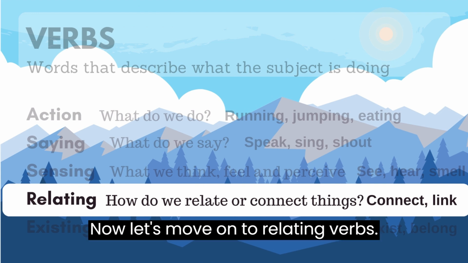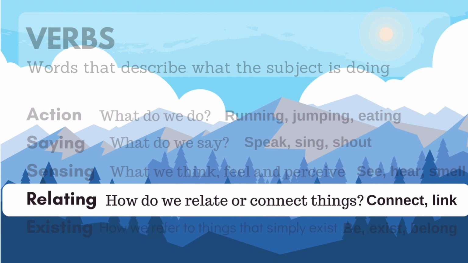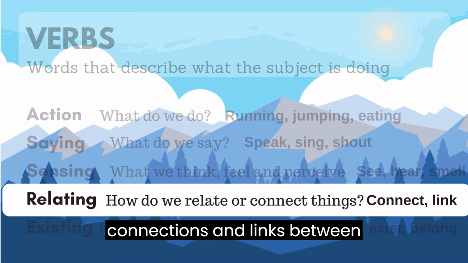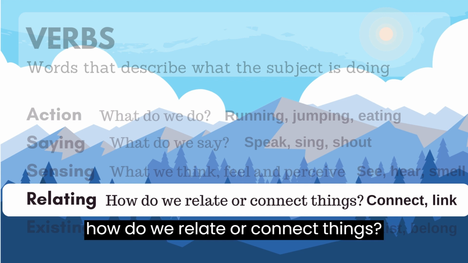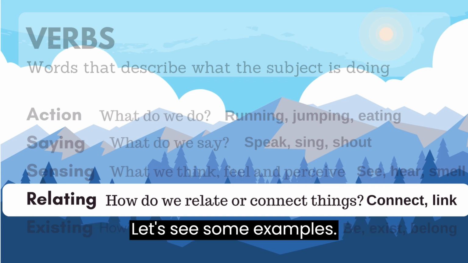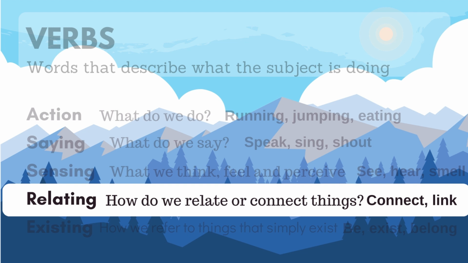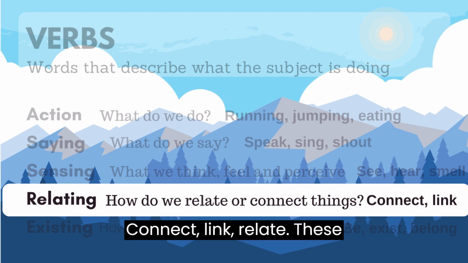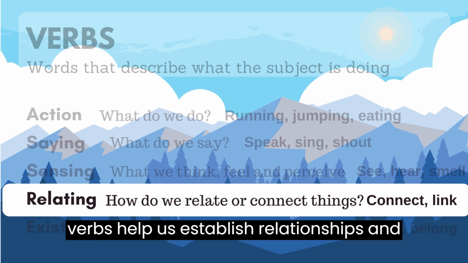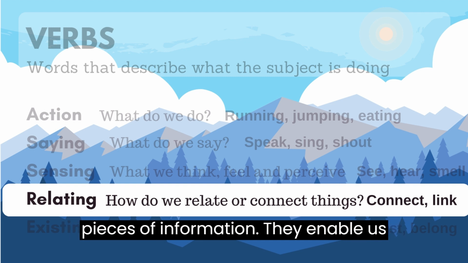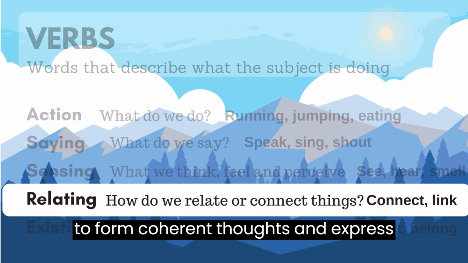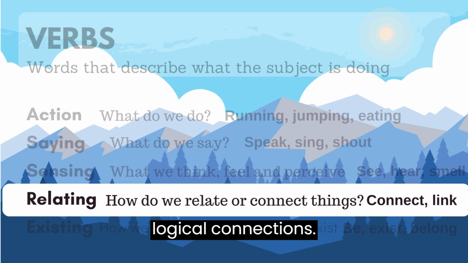Now, let's move on to relating verbs. These verbs allow us to create connections and links between information. They answer the question, how do we relate or connect things? Let's see some examples. Connect, link, relate. These verbs help us establish relationships and associations between different ideas or pieces of information. They enable us to form coherent thoughts and express logical connections.